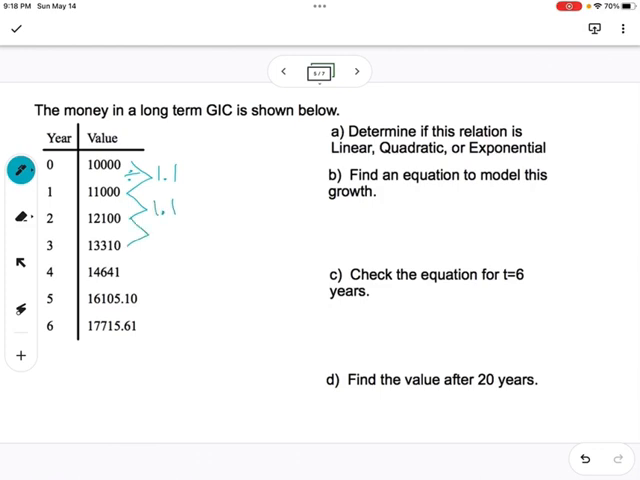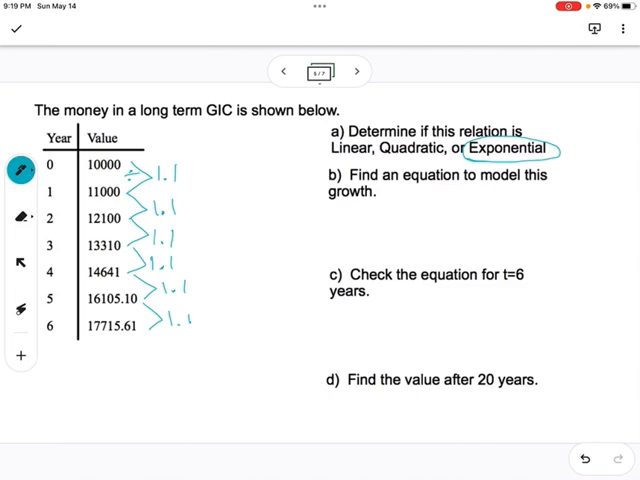Our 13,310 divided by 12,100, 1.1. 14,641 divided by 13,310, 1.1 again. Continuing on with our last two, our common ratio, 1.1, 1.1. So finding the ratio for all of these, we get 1.1 for all of them, so we do have a common ratio, making this exponential.